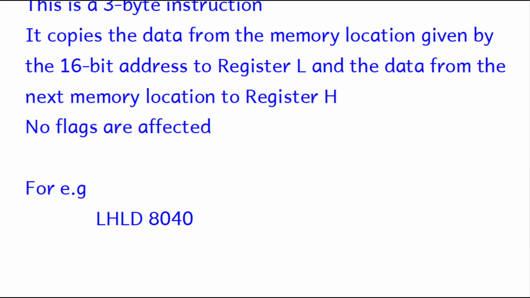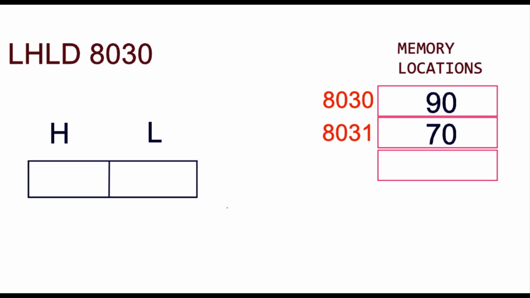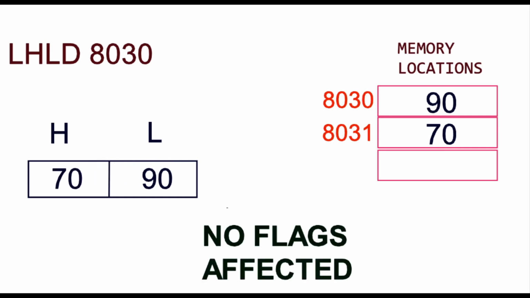Now let us see one animation based on this. Let us assume we have the instruction LHLD 8030. How will it work? This is what we have in memory locations. These two memory locations are shown: at 8030, 90 is stored and at 8031, 70 is stored. Now we don't care what is stored in H and L, so it is left blank. When this instruction is executed, the data from 8030, 90, gets stored in register L, and the next data from 8031 gets stored in register H, and no flags are affected. So this is how this particular instruction works.